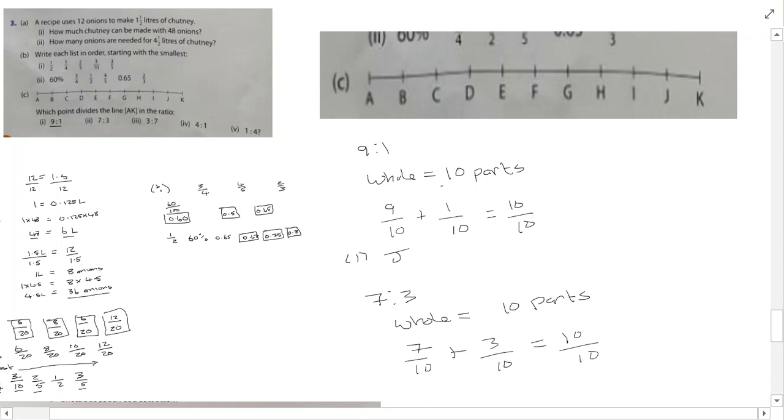So what we're saying is, where can we put a point on this line so that one side of the point will have 7 parts and the other side will have 3 parts? The total line has 10 parts. So what we can do is think about 1, 2, 3, 4, 5, 6, 7. So it's going to be H.